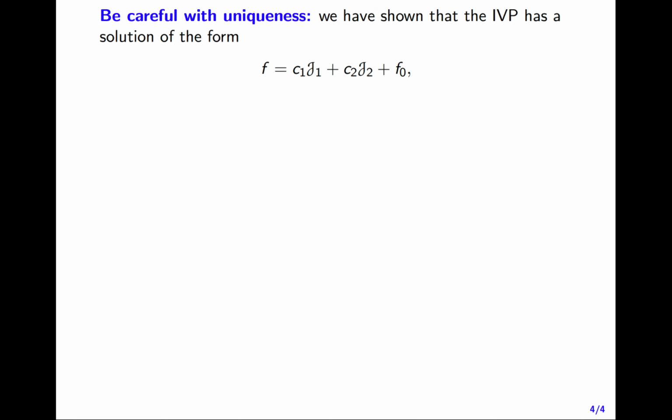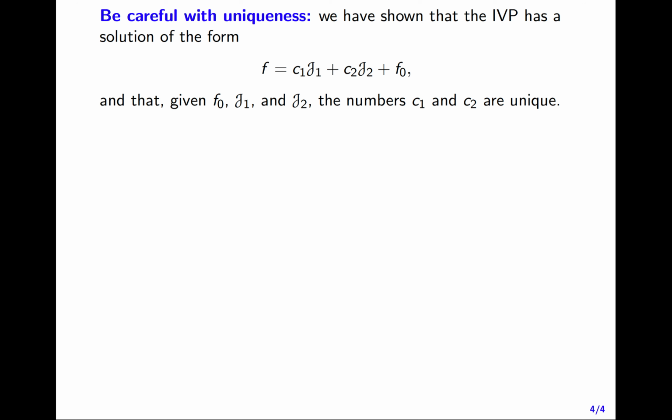And now we have shown that the initial value problem has a solution of the form f equals c1 J1 plus c2 J2 plus f0. Now let's be careful with the uniqueness result that we said when we inverted this matrix. Given the non-homogeneous solution f0 and the fundamental solution set J1 and J2, the numbers c1 and c2 are unique. You can't plug in different numbers for c1 and c2 and solve the initial value problem and the differential equation at the same time. But is it at all possible that the initial value problem has a solution h with h of x not equal to f of x? Maybe h has some totally different form that doesn't involve linear combinations of J1 and J2. I claim the answer is no.